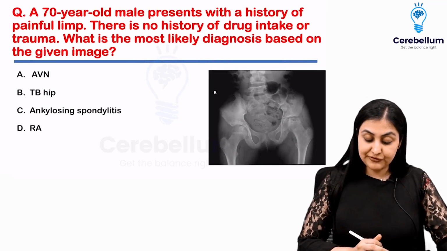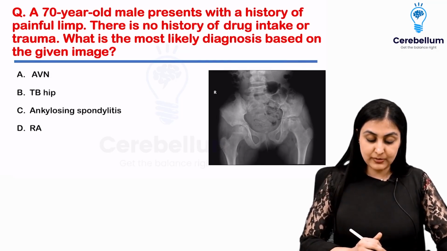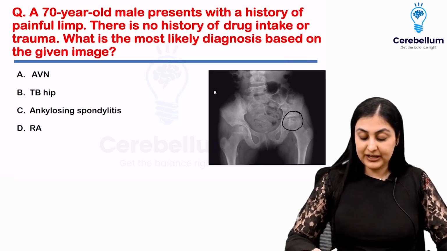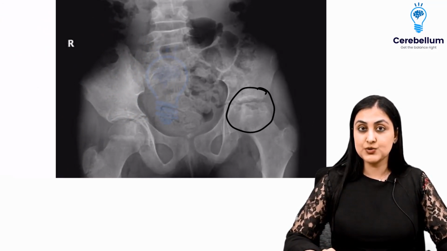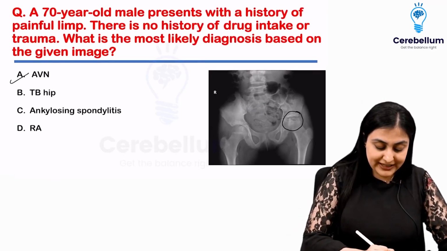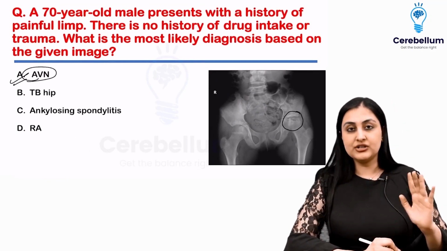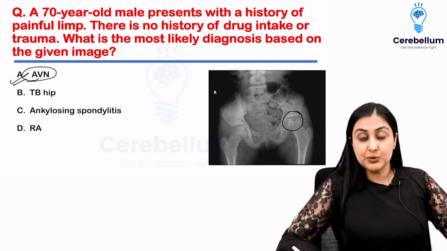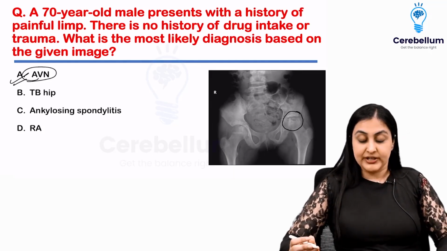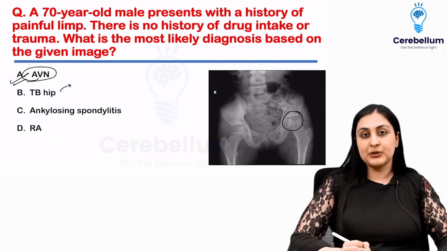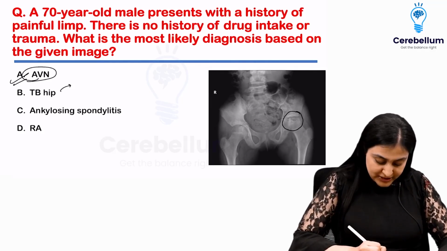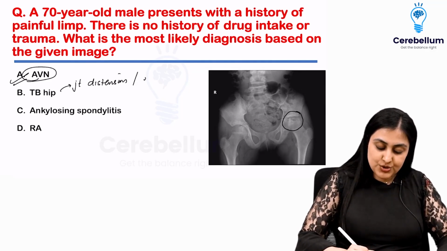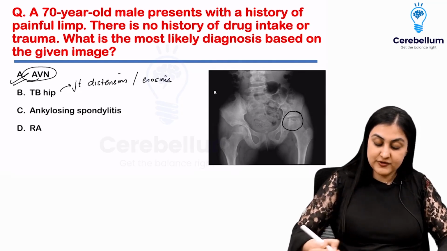70-year-old male with a history of painful limb, no drug intake or trauma, most likely diagnosis. So this is kind of a difficult question, but if you look carefully, you can see that there is lytic sclerosis. This is the crescent sign of AVN. How to crack this question even if you don't know? It's a difficult question because they have given really no history that would point to it. How is it not TB? So remember, TB is an inflammatory pathology. So you are going to have joint distension here. Or you could also have erosions which are present, which is not there.